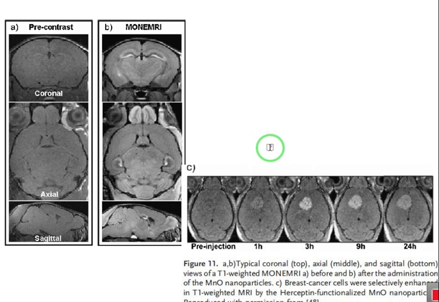experiment. This is again another example from the literature in which, instead of iron oxide nanoparticles, manganese oxide nanoparticles are used to improve the quality of the MR images even more.